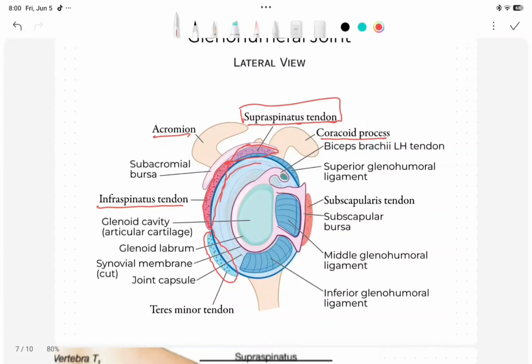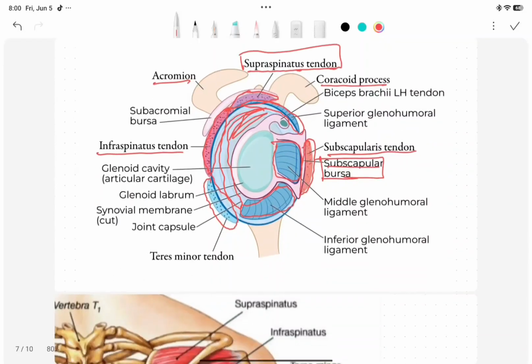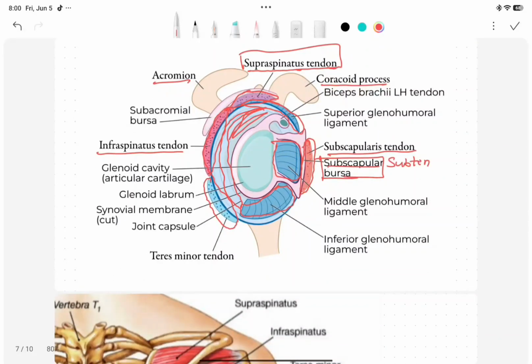These are the joint capsules or joint ligaments. This is the medial glenohumeral ligament, this is the inferior glenohumeral ligament, and this is the superior glenohumeral ligament. And there is another rotator cuff muscle on the anterior side, the subscapularis muscle tendon. There is the subscapularis bursa, also known as the subtendinous bursa of subscapularis.